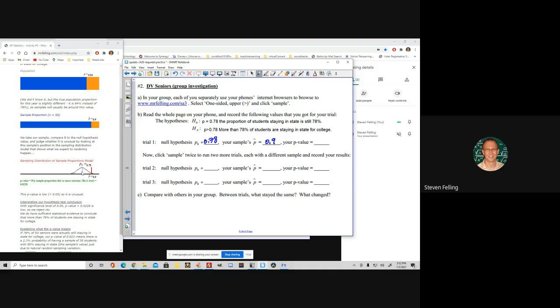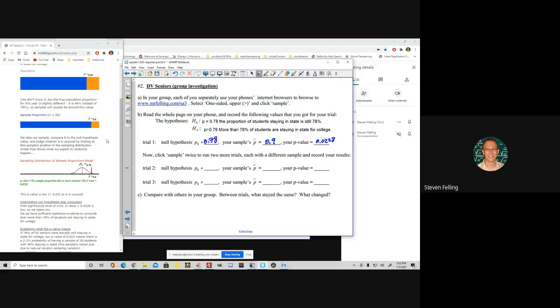The p-value would be shaded to the right because our alternate hypothesis is that P is greater than 0.78, so we're going to shade to the right. You can't really see it on mine here, but there's a little green fill in here. It calculates the p-value with a normal CDF function and gets 0.0228. So I'm going to fill that in over here, 0.0228. Now your value would be different.